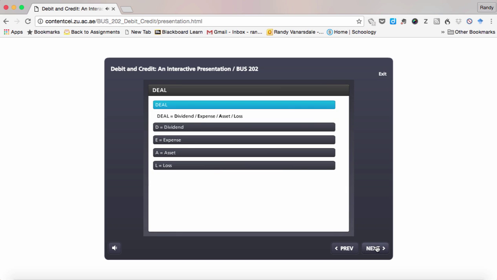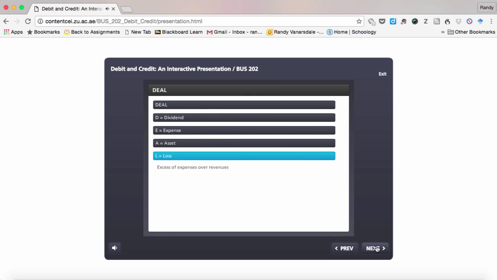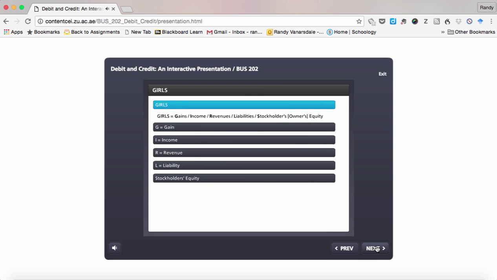This is the acronym DEAL, which will help you remember debit accounts. This is the acronym GIRLS, which will help you remember credit accounts.